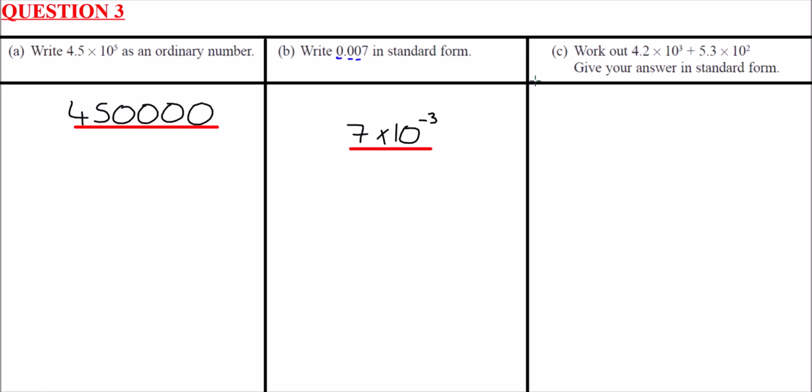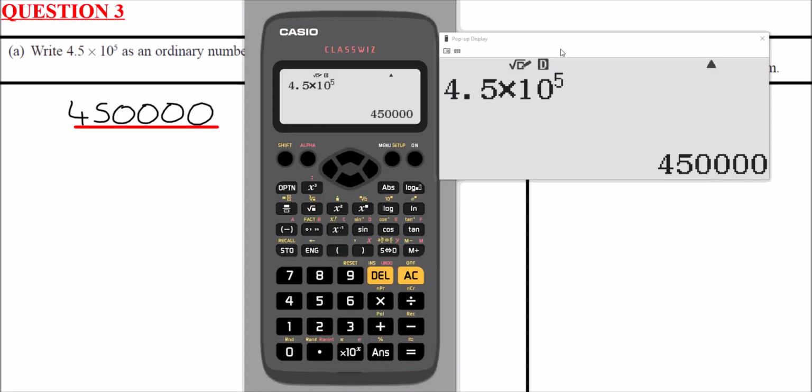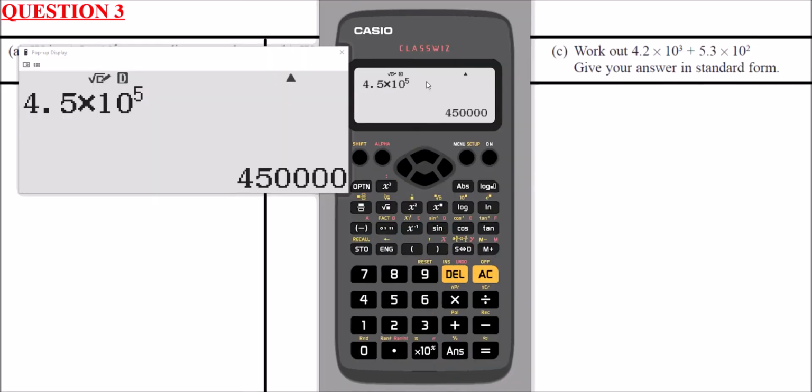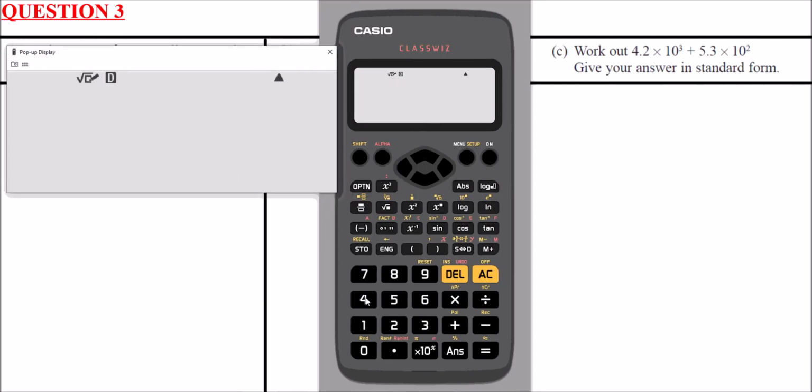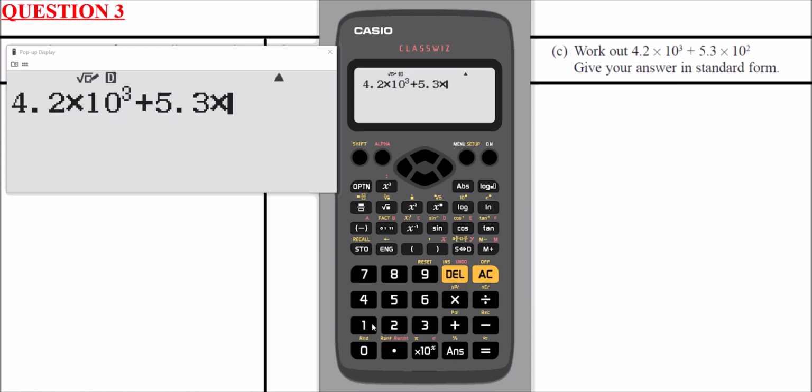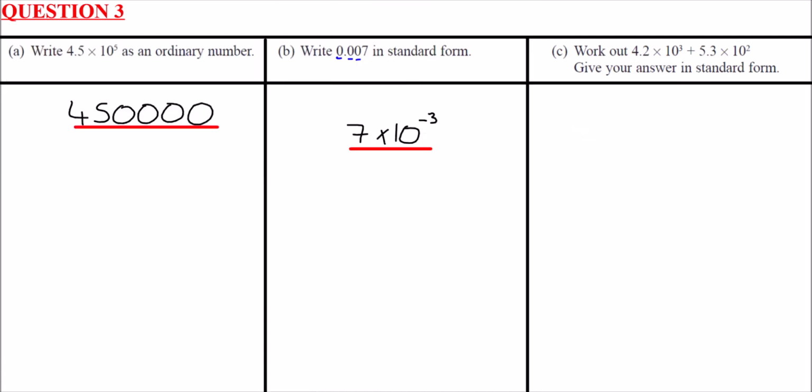Work out 4.2 times 10 cubed plus 5.3 times 10 squared. Give your answer in standard form. So again, just typing it in exactly as it looks, not trying to do anything complicated or fancy. 4.2 times 10 to the power 3, then plus 5.3 multiplied by 10, power button, squared. We get 4,730. So first step, just write down, is 4,730. That's not in standard form, of course.